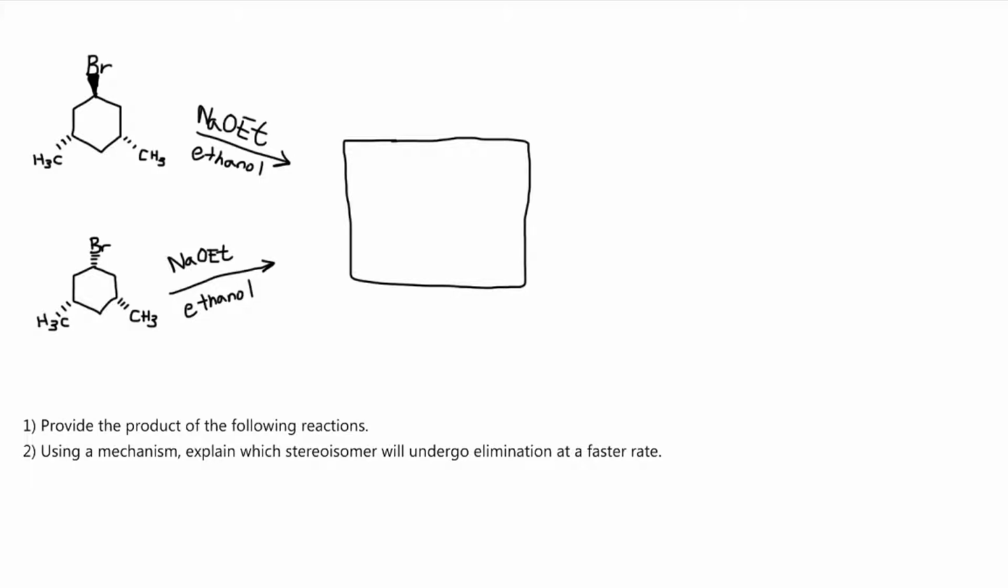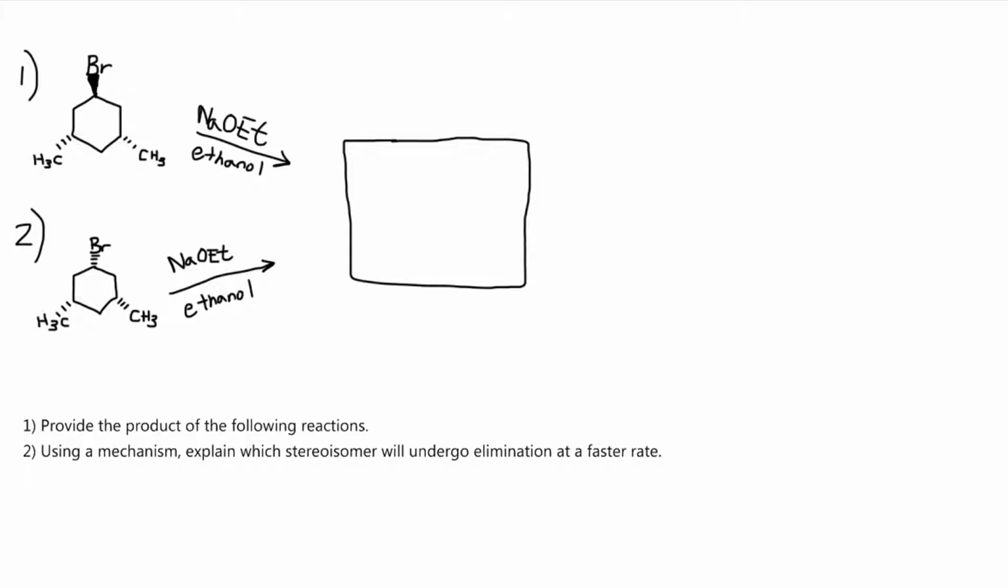You're given two molecules, molecule 1 and molecule 2. They look very similar, the only difference being that in molecule 1 the bromine is on a wedge, while in molecule 2 the bromine is on a dash. Now you're given the following reaction.